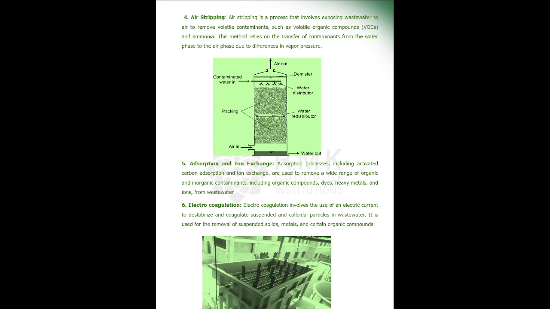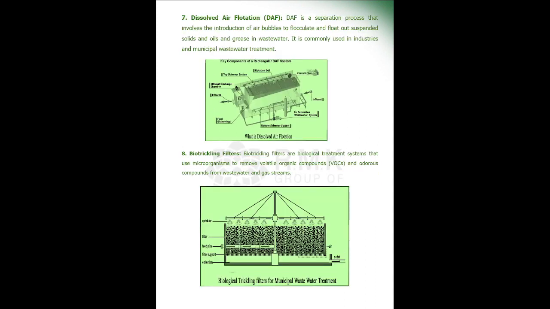Then electrocoagulation, where by passing electricity, we coagulate the suspended and colloidal particles in wastewater, which helps to remove the contaminants. Then dissolved air flotation, where we pass air and aeration has to be done properly. When you send the air bubbles, all the suspended solids and oils in the wastewater, even the greasy material, are taken away by the air bubbles and removed easily.